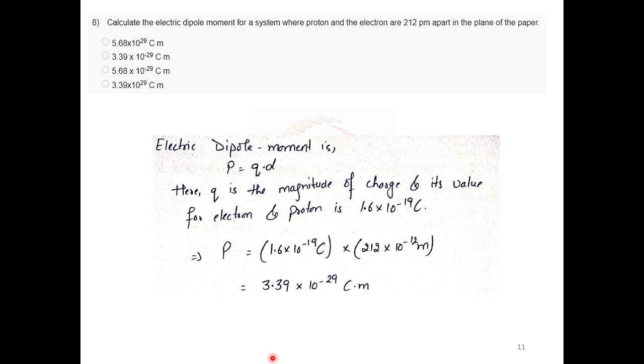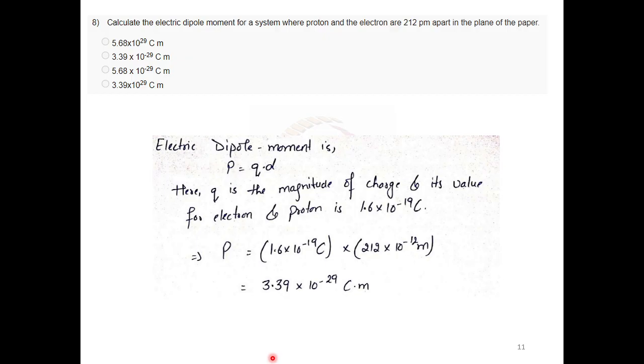Now you need to calculate the electric dipole moment of a system where a proton and an electron are 212 pm apart in the plane of the paper. Pm means picometer. Now you have to calculate the electric dipole moment for a system where proton and electron are 212 pm apart in the plane of the paper.